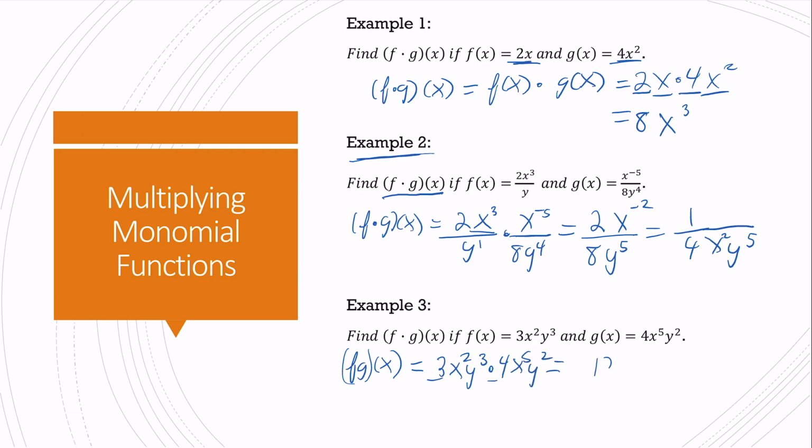3 and 4 is 12. X squared and x to the fifth is x to the seventh. Y cubed and y squared is y to the fifth.